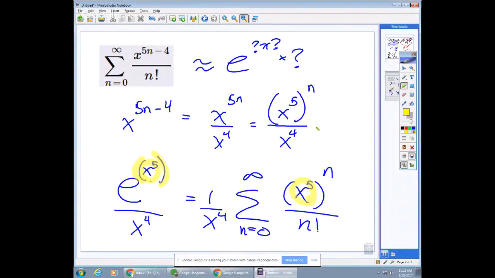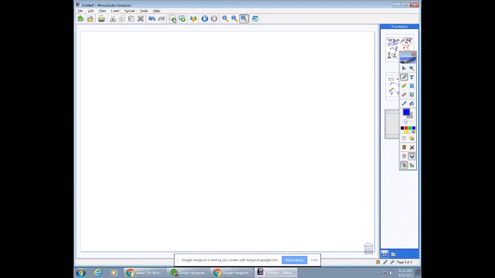We are going to calculate a new series we haven't done before. We are going to find a series for f of x equals the square root of x. And I think we're going to center it at 1.